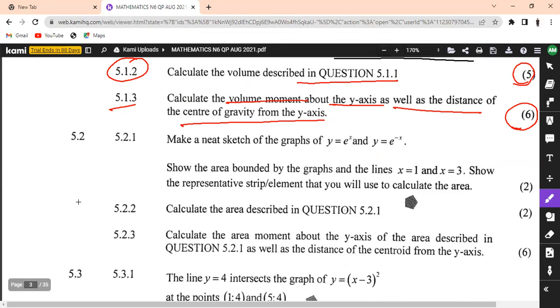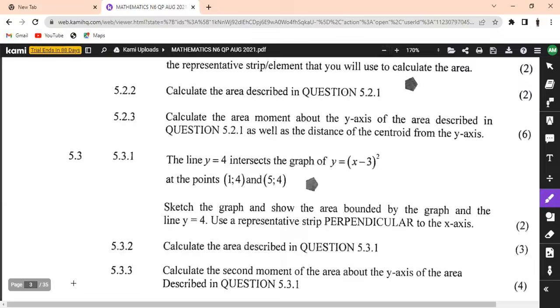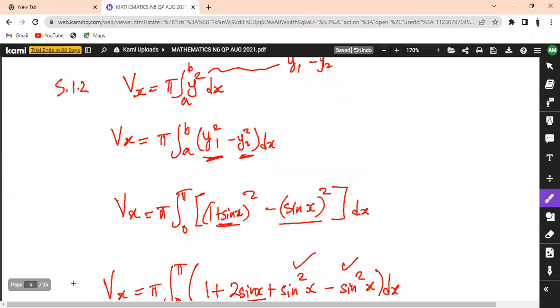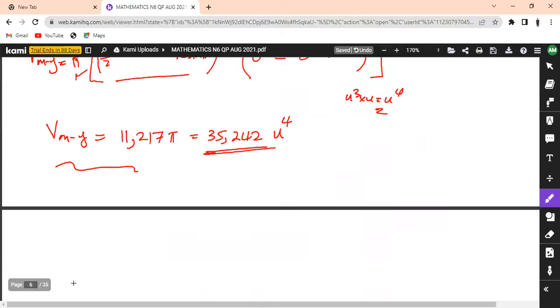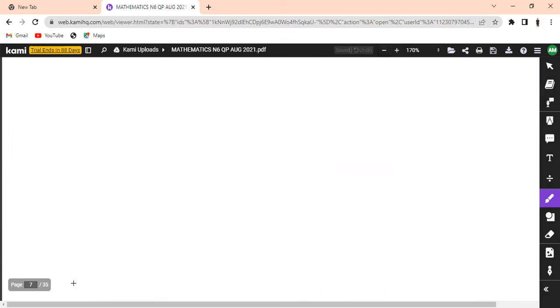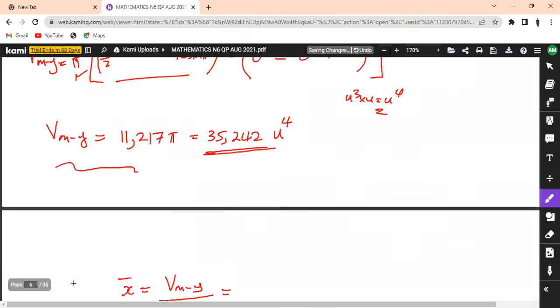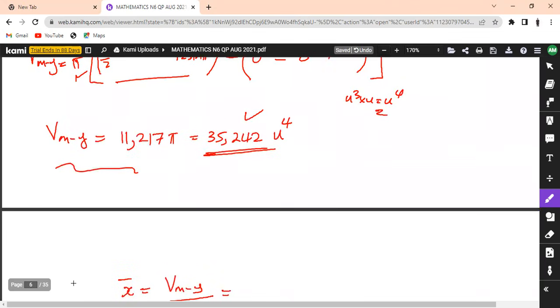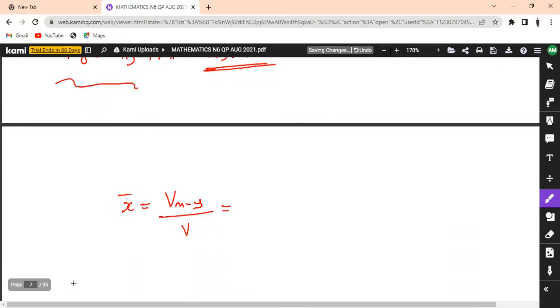As well as the distance of the center of gravity from the y-axis. Okay, so we need the distance from the y-axis, which is from our volume moment. It is just a continuation, since we know that x bar is equivalent to the volume moment with respect to y over the original volume. So the volume moment we have got here is 35,242, so you just divide the two.